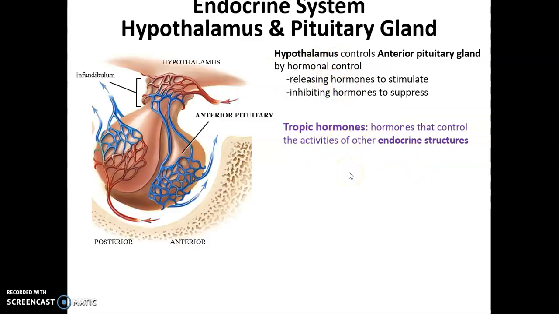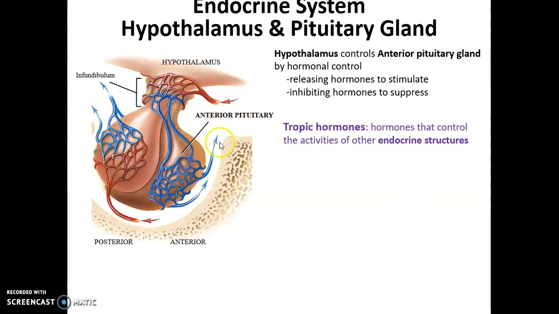The hypothalamus is able to control what occurs in the anterior pituitary gland through the release of hormones. So the hypothalamus will release hormones into the bloodstream. They will go down to the anterior pituitary gland. And they can cause two main functions, either releasing hormones that lead to the release of a specific hormone in the anterior pituitary gland, or inhibiting hormones that suppress the release of hormones by the anterior pituitary gland. So for instance, the growth hormone releasing hormone produced by the hypothalamus would stimulate the anterior pituitary gland to produce the growth hormone.